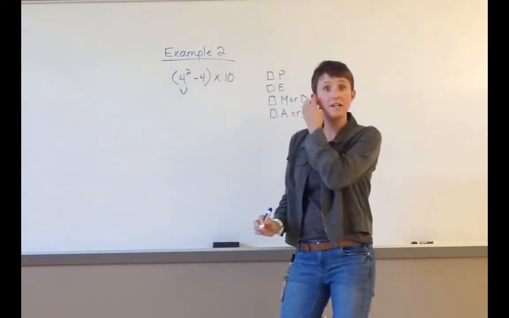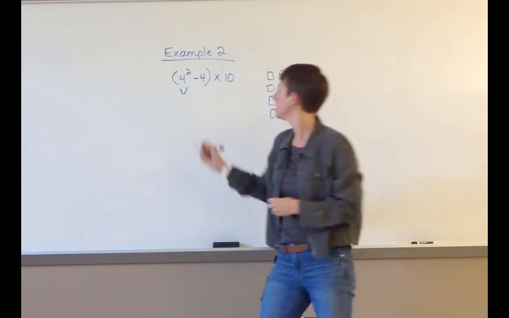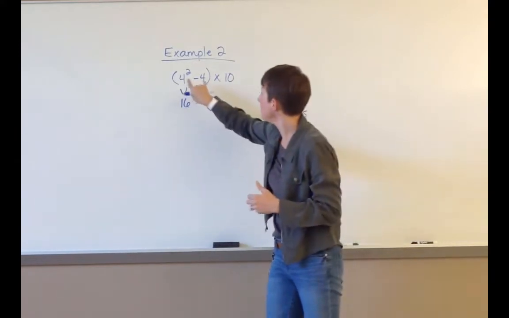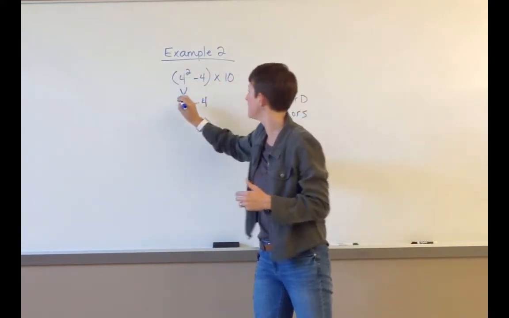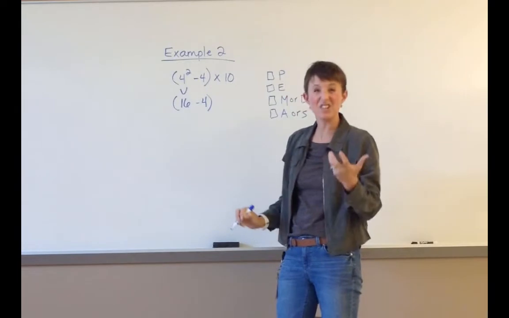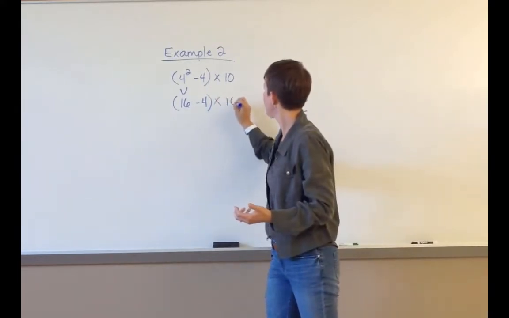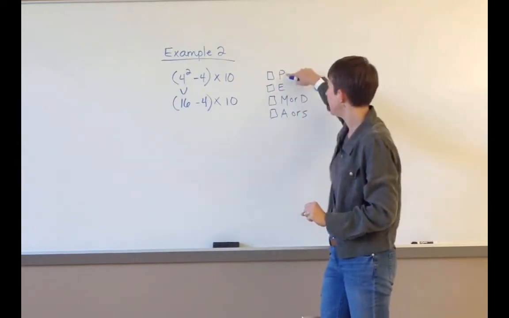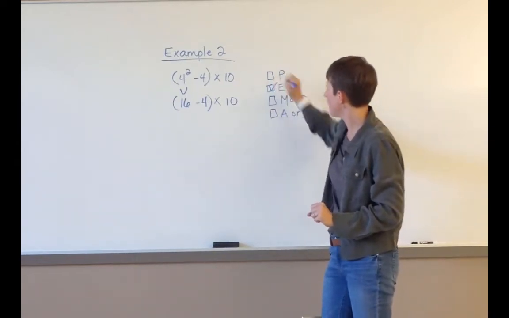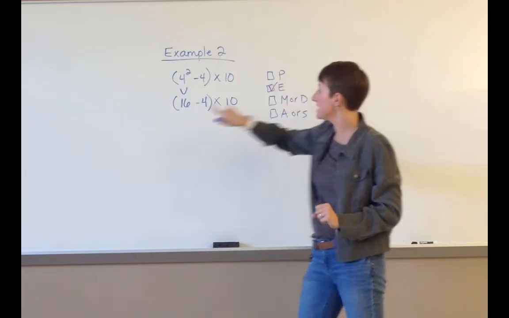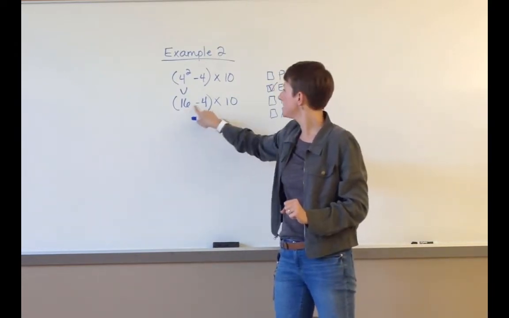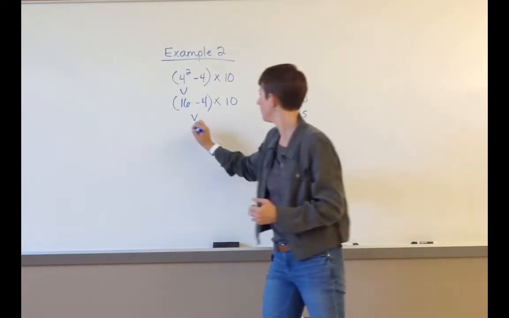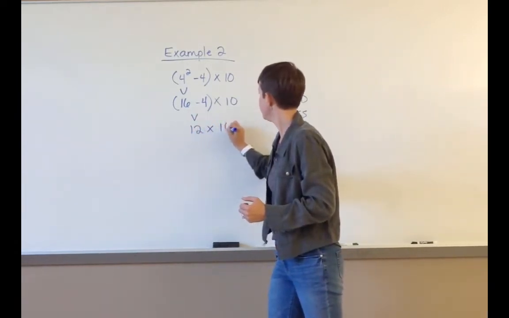4 to the second power is the same as 4 times 4, which is 16. Fill in what I haven't done. Now, since I haven't simplified everything, the parentheses are still there. So when I'm filling in what I haven't done, I need to make sure I keep the parentheses. I can't check off P, but I can check off E. Since I can't check off P, that's where I need to start again. 16 minus 4, that'd be 12. Fill in what I haven't done.